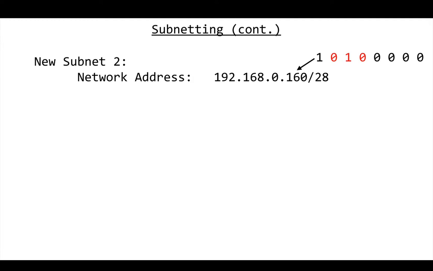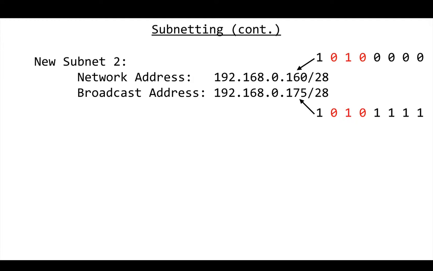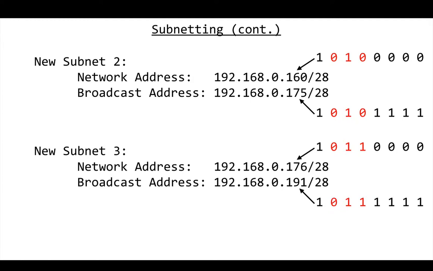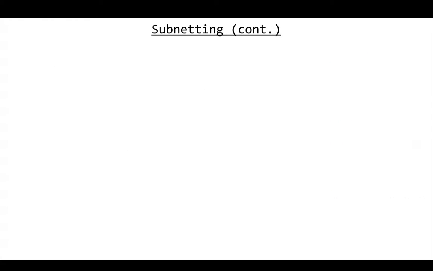If we move on to subnet 2, the network address is .160 because that is the binary representation of what we have for subnet 0 with all the host bits set to 0. The broadcast is 175. There's the setting of those bits. Subnet 3, we set the subnet bits to 0, 1, 1 because that's binary for 3, and that is the network and broadcast address for subnet 3.